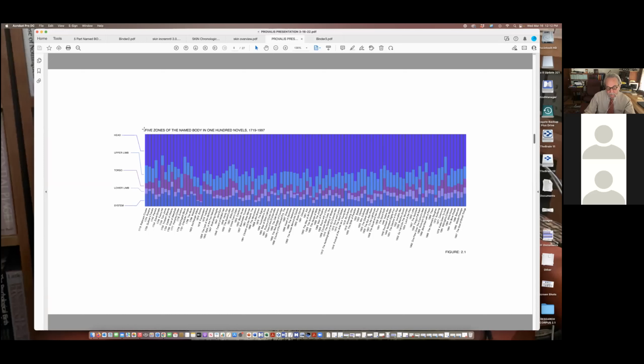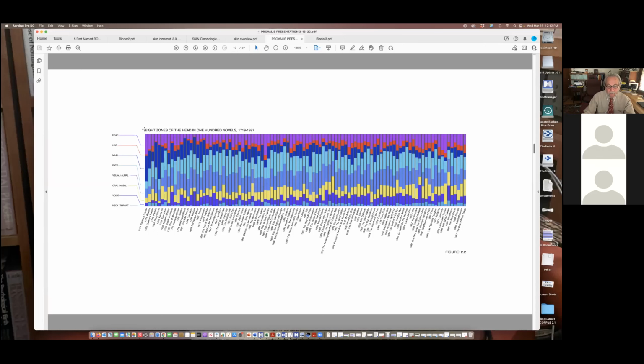So the first place I looked was into the segment of the body that has the most real estate, the head. And I divided that one into 8 parts: head, mind, face, hair, eye, ear, mouth, nose, neck, and voice. Here too, we find the distribution across time holds steady.